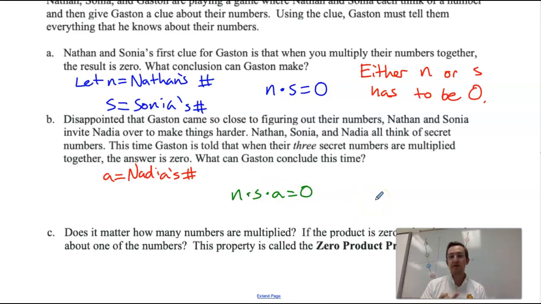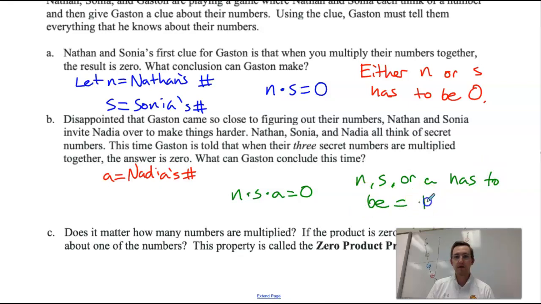So if all three of those numbers multiplied together are equal to 0, that means at least one of them has to be 0. At least one of them has to be 0, because if we have a product of any combination of numbers and they equal 0, one of them has to be 0. So n, s, or a, or more has to be equal to 0 for this problem.